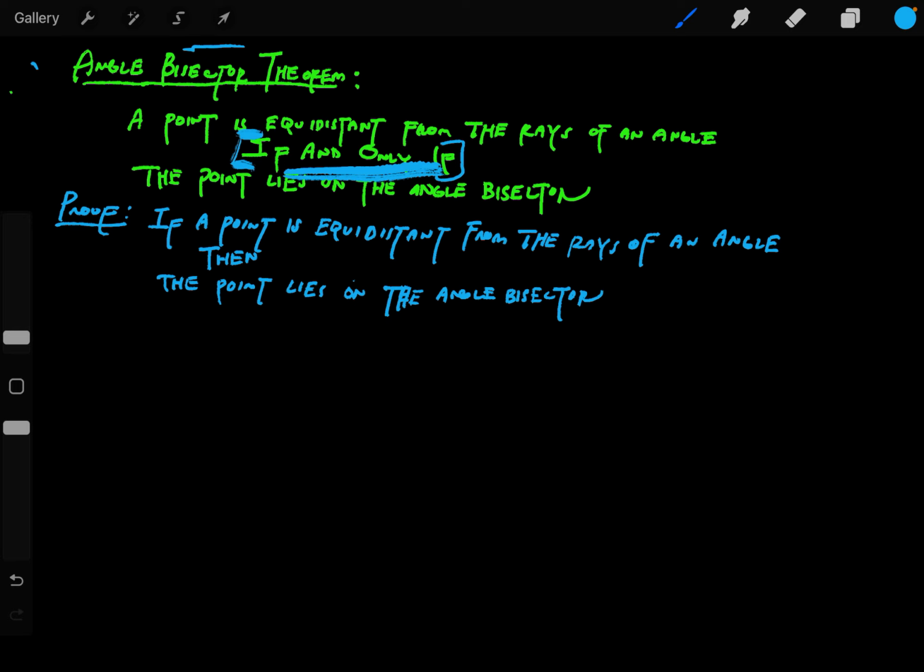Okay. So I got to do it in both directions. So here's one direction. If a point is equidistant from the rays of an angle, then the point lies on the angle bisector. So in this case, I have something that looks like this.